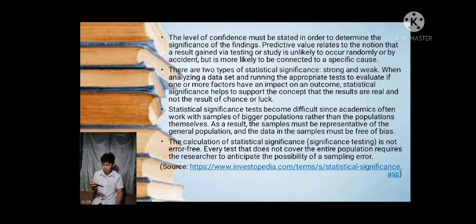Statistical significance tests become difficult, hence academics often work with samples of a bigger population rather than populations themselves. As a result, the samples must be representative of the general population, and the data in the sample must be free of bias. The calculation of statistical significance testing is not error-free. Every test that does not cover the entire population requires the researcher to anticipate the possibility of a sampling error.